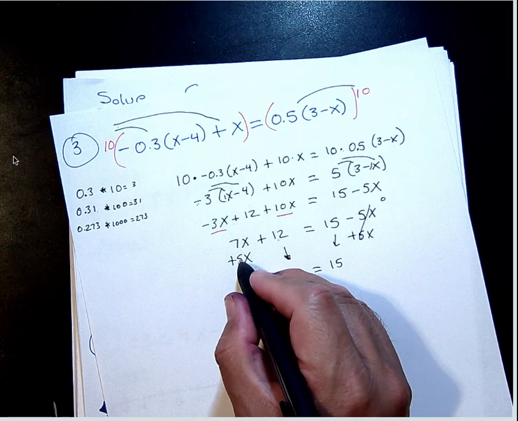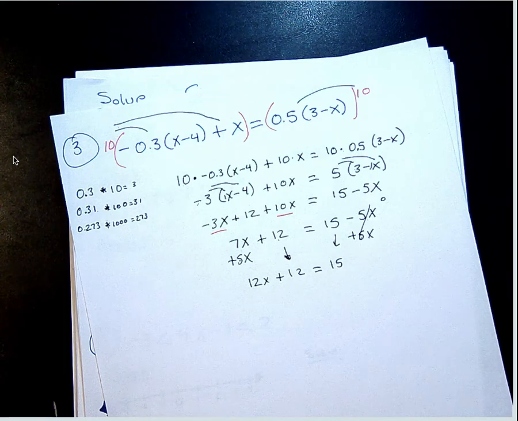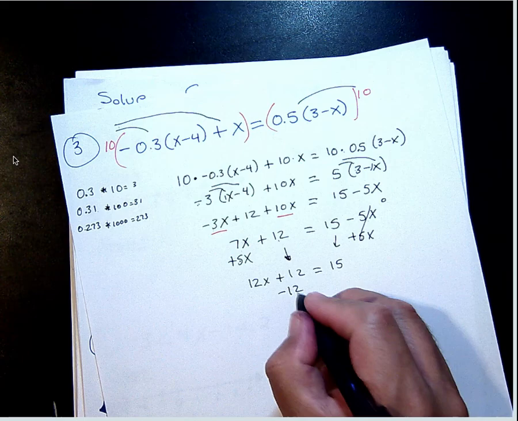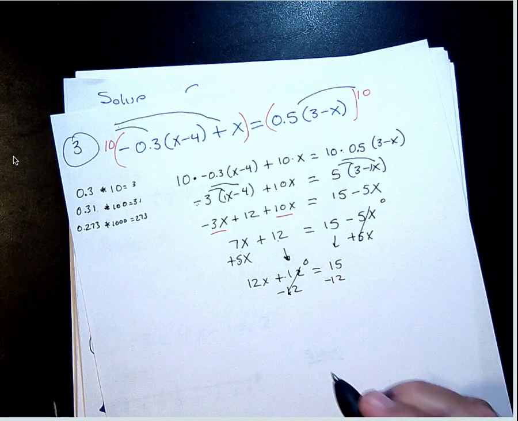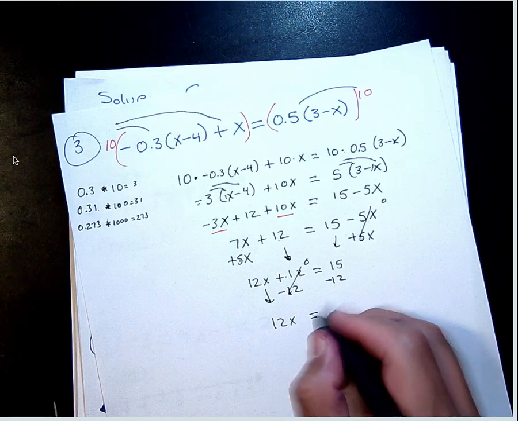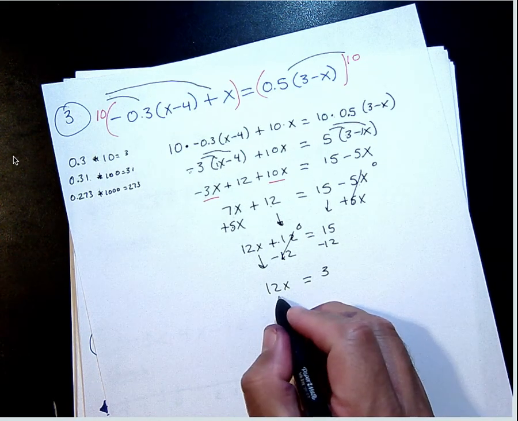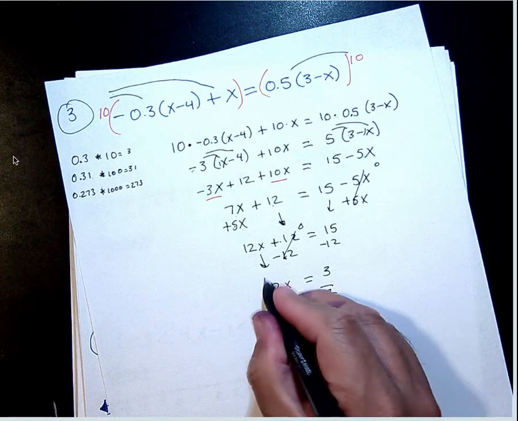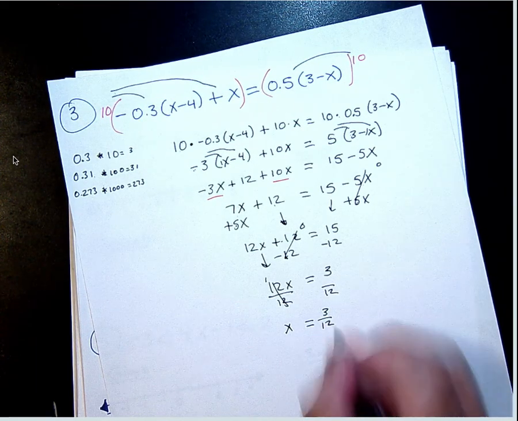7 plus 5 gives you 12x plus 12. Now let's combine the numbers. So the inverse would be negative 12, because that's positive. That becomes 0. Bring down the x, and that would equal 3. Now divide. So that becomes a 1, so you end up with x equals 3 over 12.